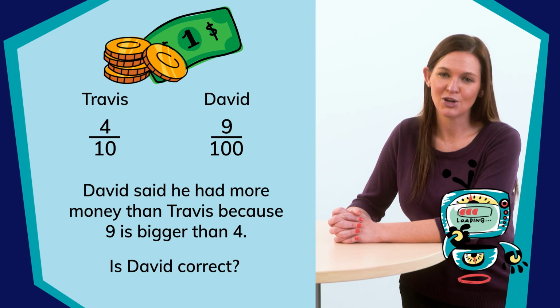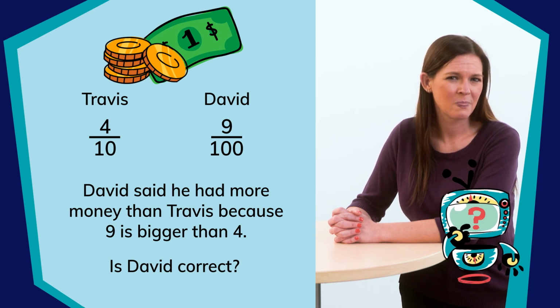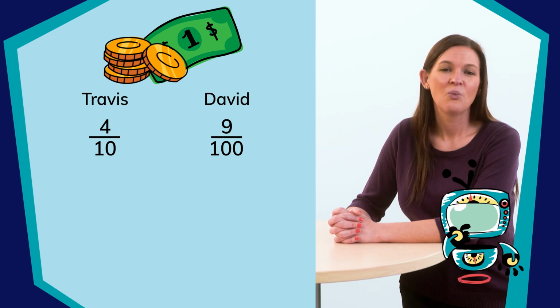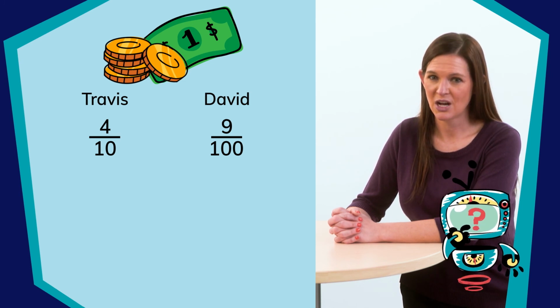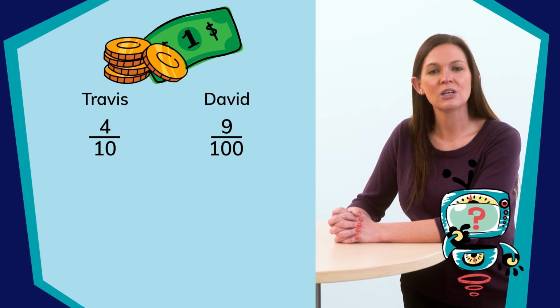Yes, we need to determine if David is correct. What do we know? Yes, we know that Travis has 4 tenths of a dollar and David has 9 hundredths of a dollar. David has a point that 9 is larger than 4. Do you think he's correct? Let's do some work and find out. First, let's look at what we know.